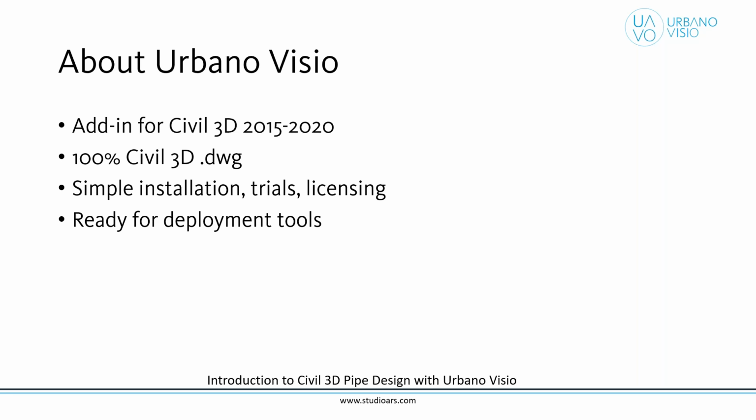One of the most important things, it's very simple to install. You can download it, install it, get a trial immediately. Licensing is simple, but also for bigger companies, it has been successfully used by several companies in deployment environments. So if you have deployment software, to deploy the software on 20, 50, 200 PCs, then Urbano Visio is good to go.